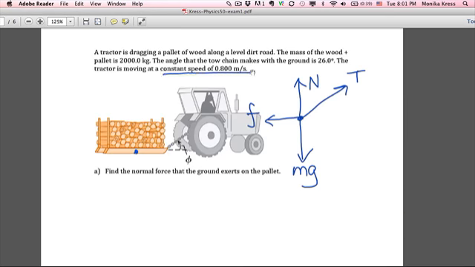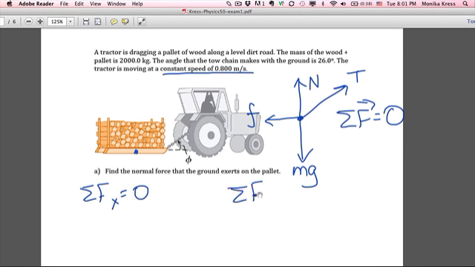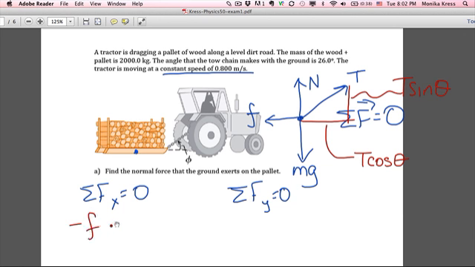Because it's moving at a constant speed, these vectors add up to 0. Okay, that means that individually the sum of the forces in the x direction add up to 0 and the sum of the forces in the y direction add up to 0. Now on this problem, you have to break this into components. So this component here is T cosine theta. This component here is T sine theta. So your x equation looks like this, minus friction plus T cosine theta equals 0.